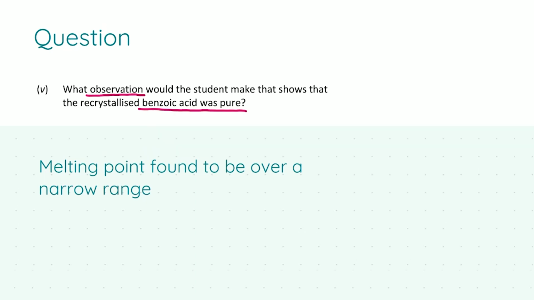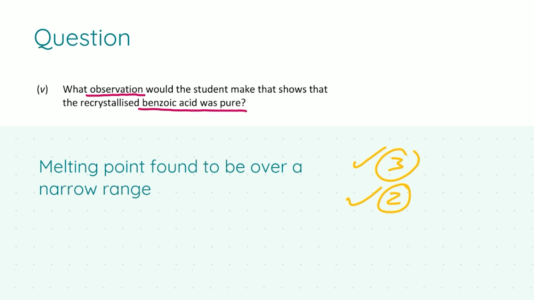So then the marking for this question: you'll receive 3 marks for mentioning the melting point, and then you'll receive an additional 2 marks for mentioning that the range was narrow, or that it was sharp, or that it was close to the correct value. So that's a nice, easy 5 marks to pick up at the end of this question.